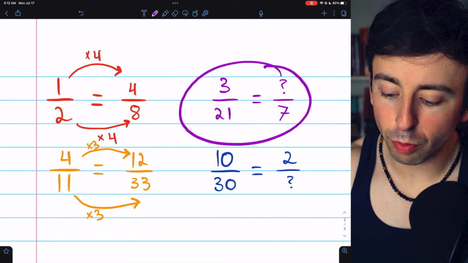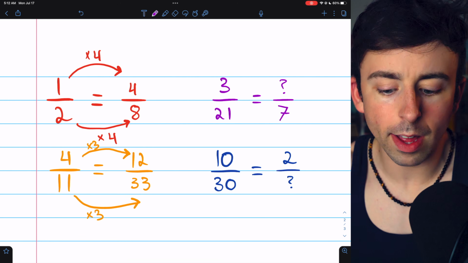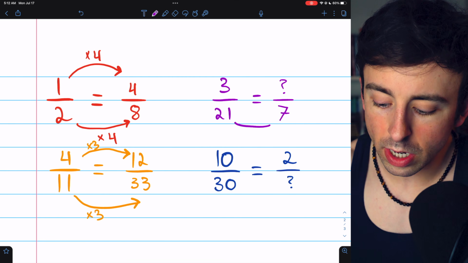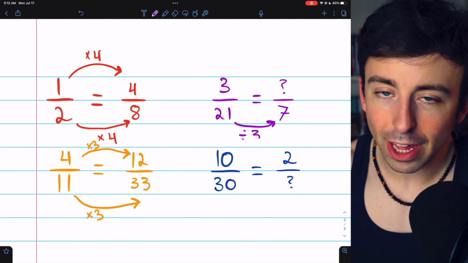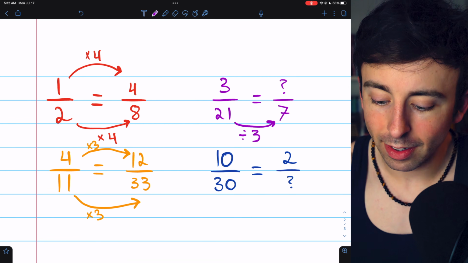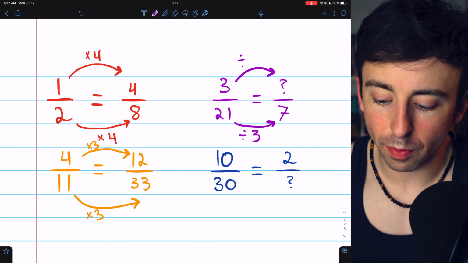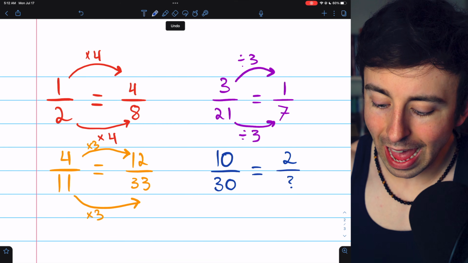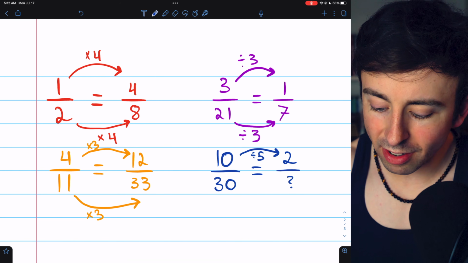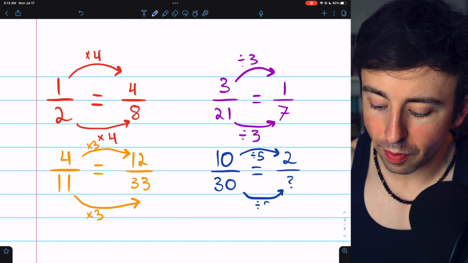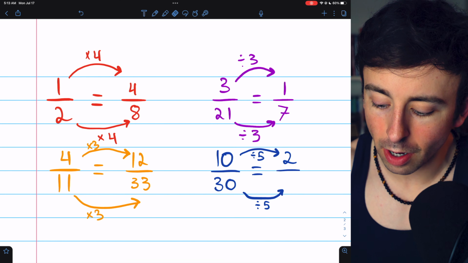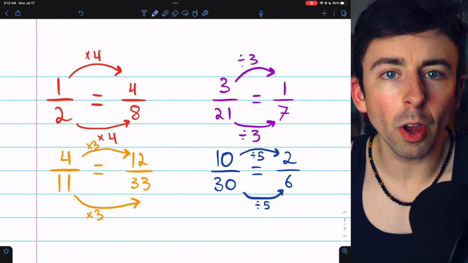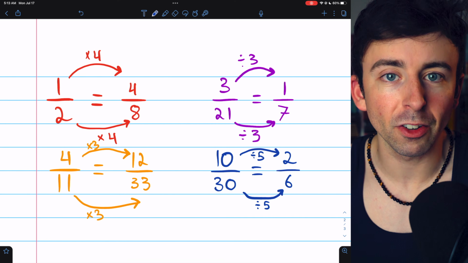In this example, 3/21 equals what over 7? Well, 21 must have been divided by 3 to get 7. So 3 must get divided by 3 to get the missing numerator of 1. In this last example, 10 must have got divided by 5 to get 2, and so 30 must get divided by 5 to get the missing denominator of 6. And that's how you solve these basic equivalent fraction problems.